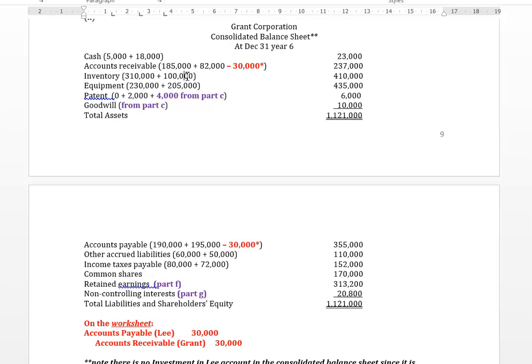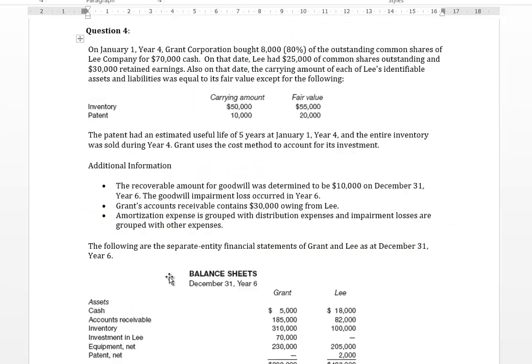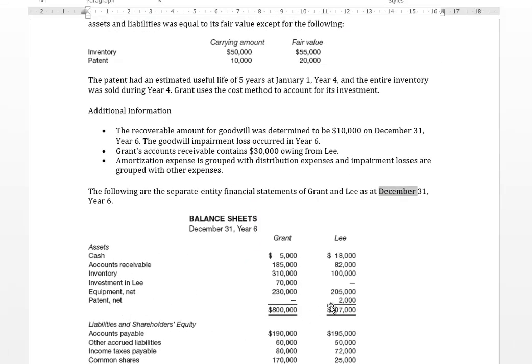The inventory, we add the two amounts together because don't forget, consolidation is an additive process. We add together the equipment values. We add together the patent. Don't forget, Grant didn't have a patent, right? The patent that Lee had, if we go back to the original data, right, we had a patent sitting on Lee's books at 2,000. Okay, at the end of year 6, that's what they've got on their books, right?